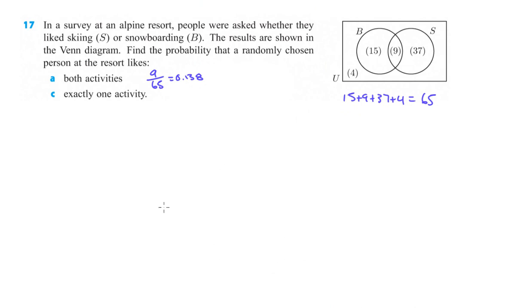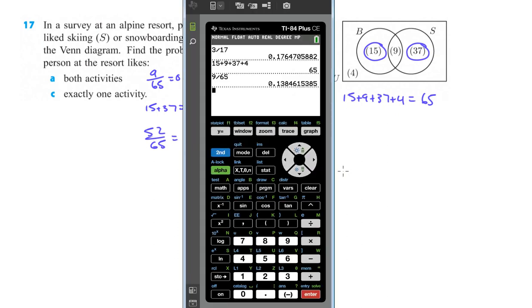Okay, for C, it says how many like exactly one activity. That's going to be these people, because these 9 people like both, and these 4 people don't like either. 15 people like just snowboarding, and 37 people like just skiing. So we add those together, 15 plus 37, which gives us 52. Then we take 52 out of the 65 to figure out what percent of people like exactly one activity. So 52 divided by 65, and we get 80%.